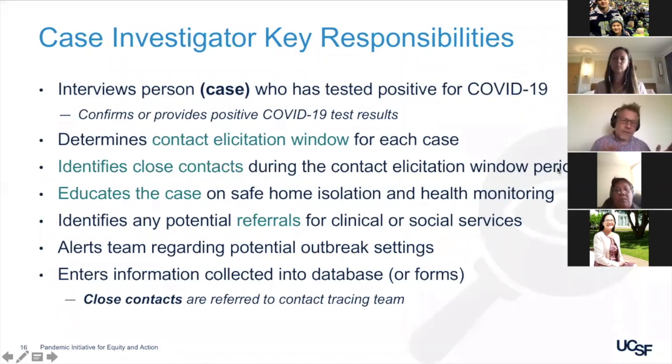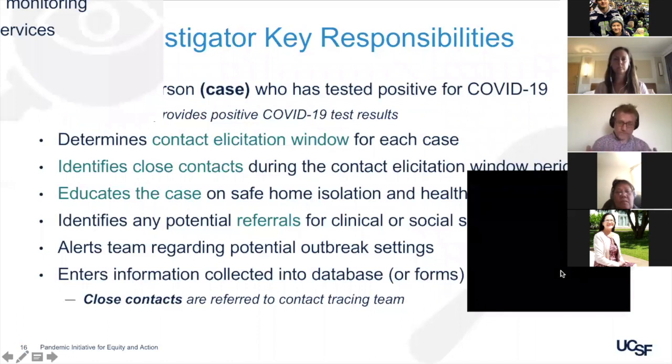That period of time, 2 days before the onset of symptoms up until when they went into isolation, is sometimes referred to as the contact elicitation window. In addition, the role of the case investigator is to educate those individuals about the importance of isolation, staying at home. And then, because we know that it's hard to ask anybody to isolate, a key role is to link those individuals to the resources that will enable them to be successful in isolating.